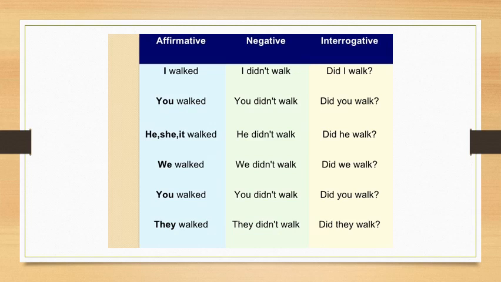Now observe with different subjects: I walked, I didn't walk, did I walk? You walked, you didn't walk, did you walk? He, she, it walked, he didn't walk, did he walk? We walked, we didn't walk, did we walk? They walked, they didn't walk, did they walk? You can see with all subjects we have used the same second form of the verb. In the negative, in all the subjects we have used didn't, and in interrogative we put did at the start of the sentence.